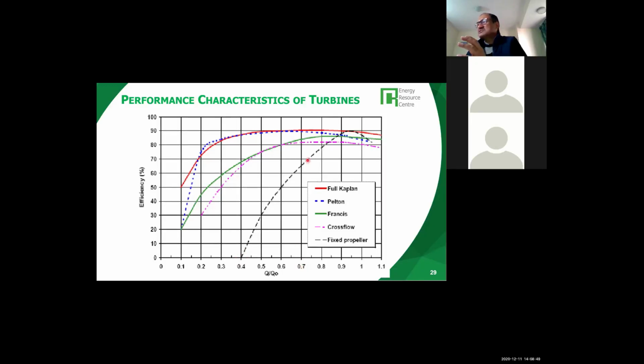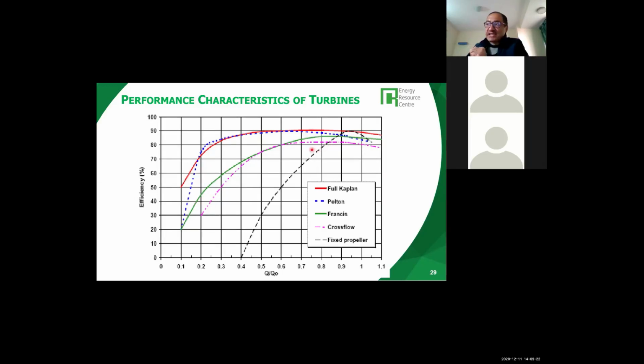With a 70%, it comes to about 60%. So it operates in a very narrow range of discharge capacity compared to Pelton and the Kaplan, and even Francis has that problem. And cross flow also operates up to about 60% of the rated discharge. It operates within the range of about 80 to 84% efficiency. So this is an important factor.